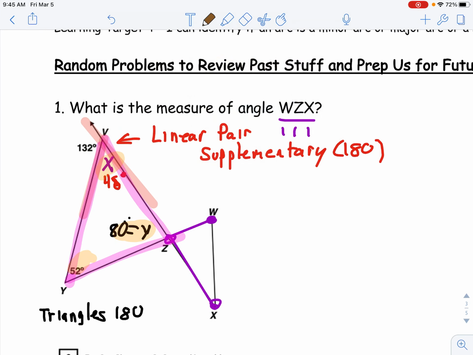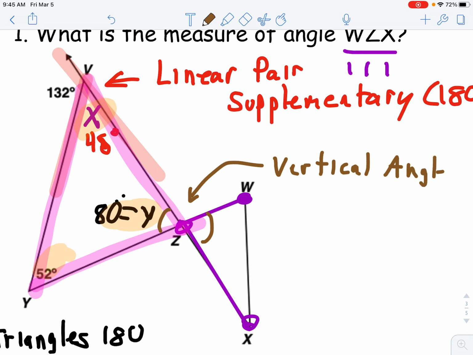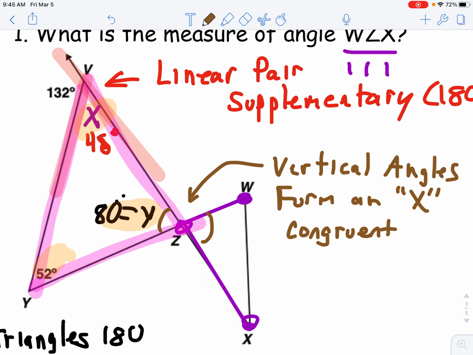And then here, the last punchline is this angle and this angle. These two brown angles are vertical angles. They form an X, however you want to think about it. And they are congruent. You cannot forget that, all right? So the measure of angle WZX is just 80 degrees. It's the same thing. All right. So that's how you do that problem.